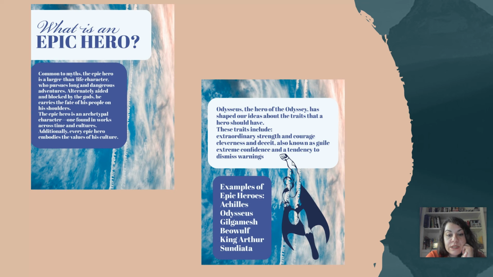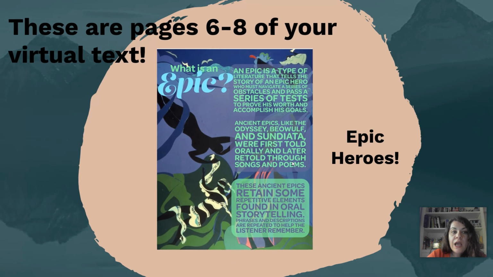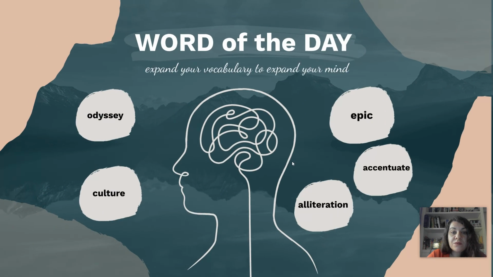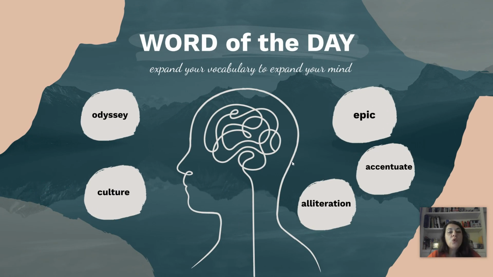Some other examples of epic heroes from ancient literature that you might have heard of. Achilles, he's in the Iliad. Odysseus. Gilgamesh, who you'll probably read about next year. Beowulf, King Arthur, and Sunjata. All right, so that is an overview of epic. This is one of the foundational words for our whole unit.